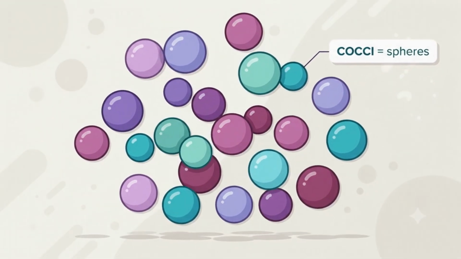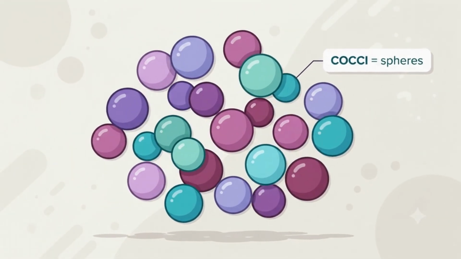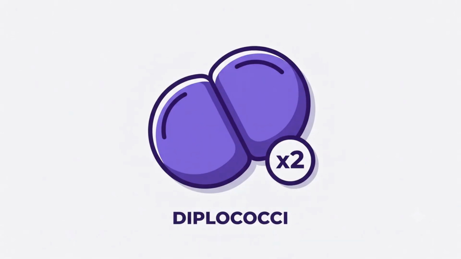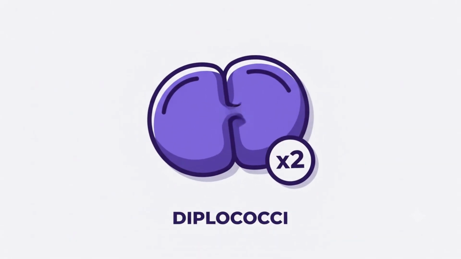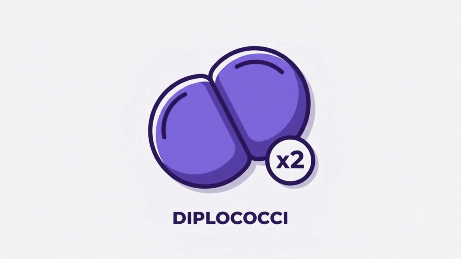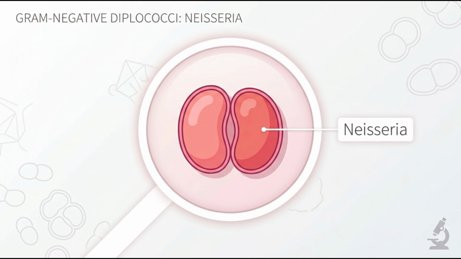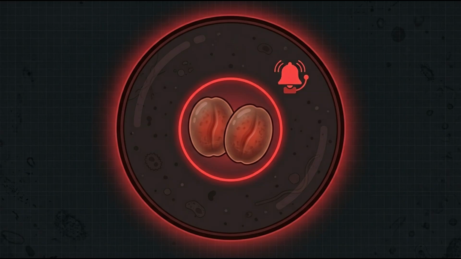First, the spheres. Scientists call these cocci, tiny berries. Divide once, stay paired, and you've made diplococci. 2 coffee bean cells? That's Neisseria, gonorrhea, or meningitis. See those in a smear, and alarm bells ring.